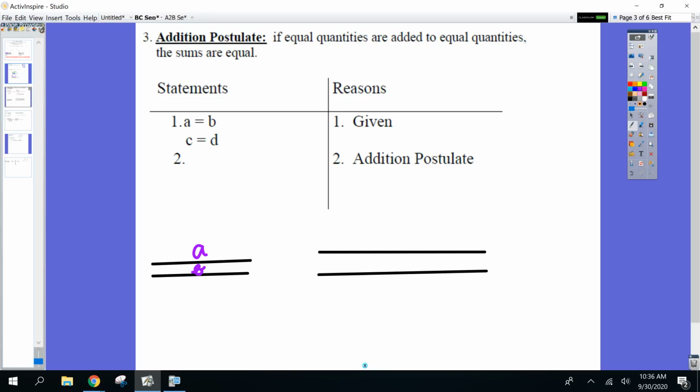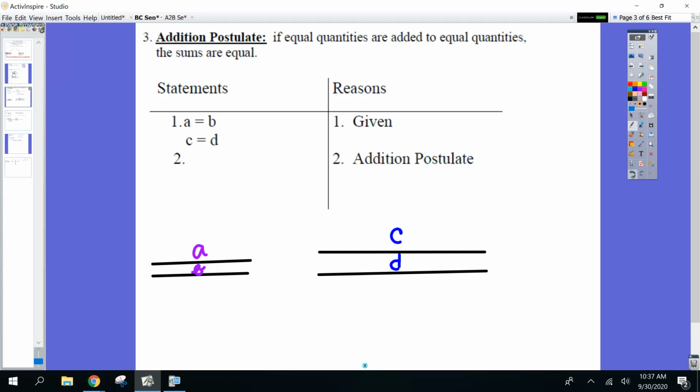Thank you. And off to the side of that, can you do 2 more line segments that are equal, but not equal to A and B? Okay? So you have 2 pairs of line segments that are congruent. Everyone good? Here's what addition says. If you have 2 pairs of congruent quantities, and I add them together, the results will be equal. If you take 2 pairs of equal quantities, add them together, the results are equal.